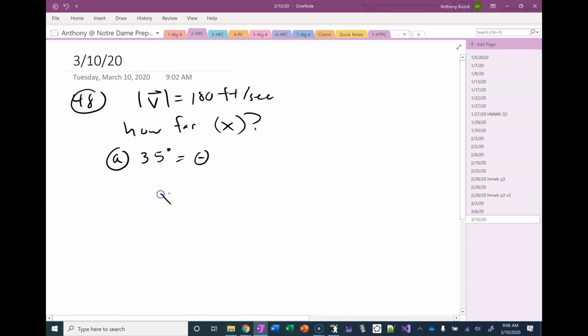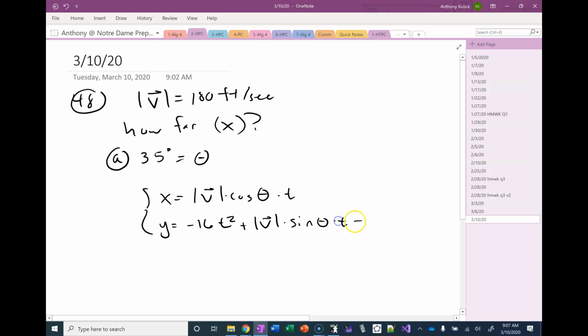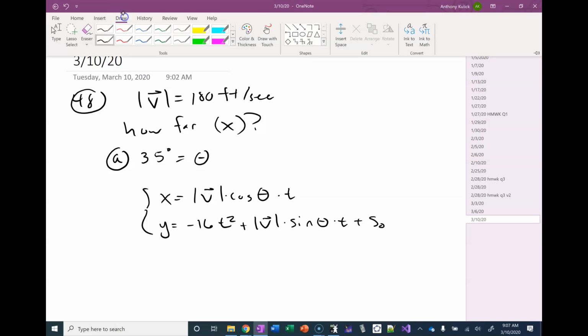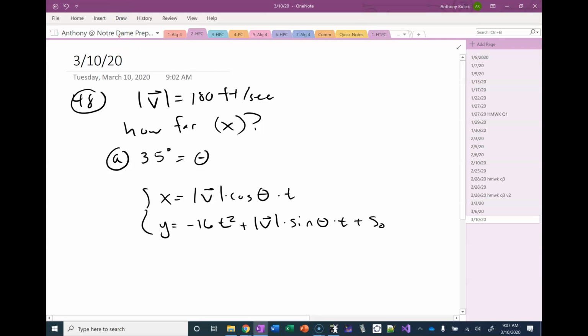Okay. So I know x is equal to the magnitude of v cosine theta times t, and y is equal to negative 16t squared plus the magnitude of v times sine theta times t plus s naught. So my plan is to solve the y equation for t and then plug that solution into the x equation to figure out how far.